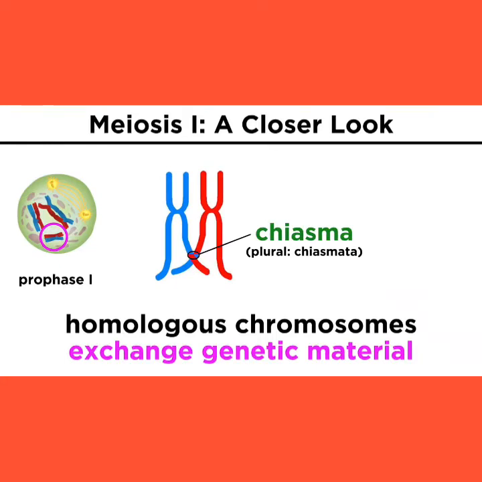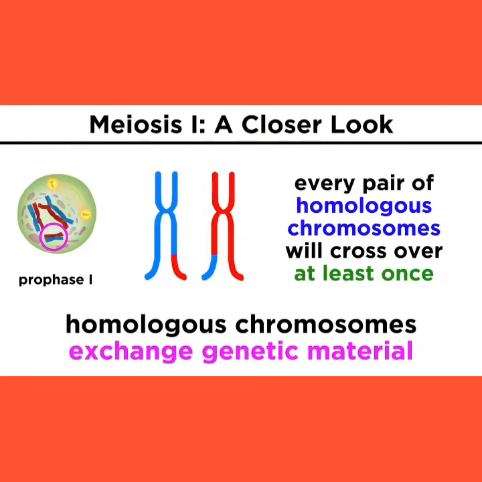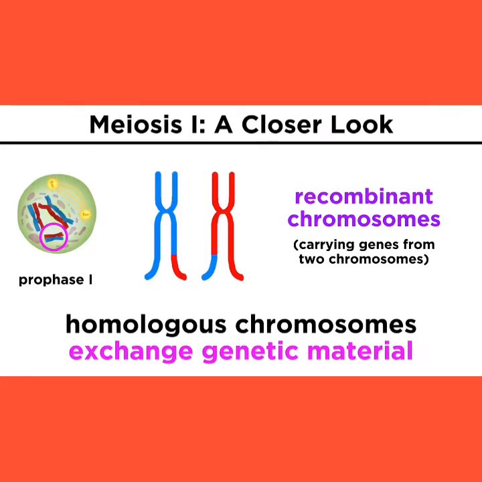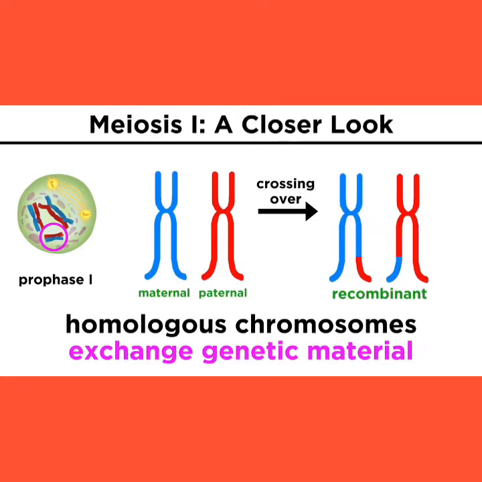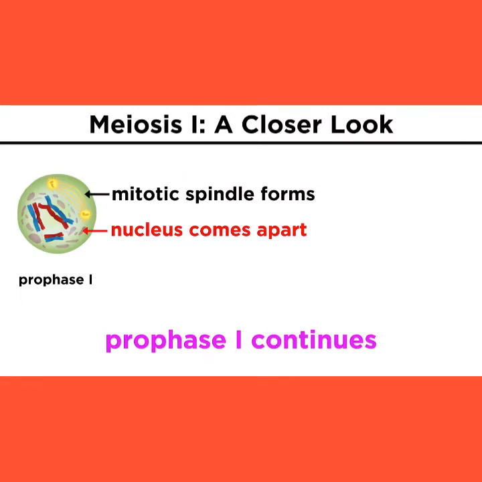The areas on the chromosome where crossing over occurs are called chiasmata, and there will be at least one instance of this per chromosome, resulting in what we call recombinant chromosomes. This is just a fancy way of saying that they carry genes from what were originally 2 completely different chromosomes. In this case, they carry genes from both the maternal and paternal chromosome. Then the nucleus comes apart, just like in mitosis, and the mitotic spindle forms, attaching to kinetochores at each centromere.